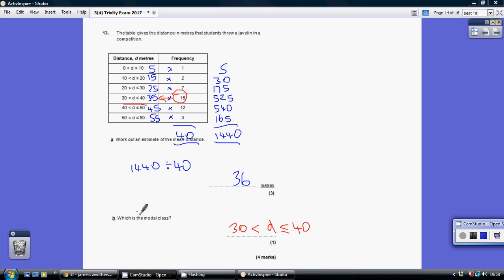Now part B is more straightforward. Modal class, modal means mode. So what happened most often? Well, something happened 15 times. That's the biggest frequency. What happened 15 times? Well, it's this over here, the javelin being thrown between 30 and 40 meters. So literally just copy that down there as your final answer, because 15 is the biggest number in this column.